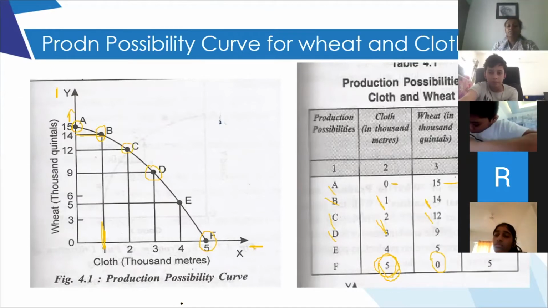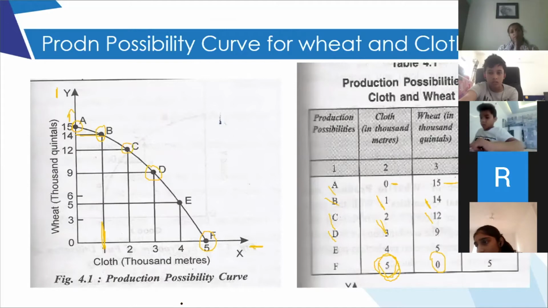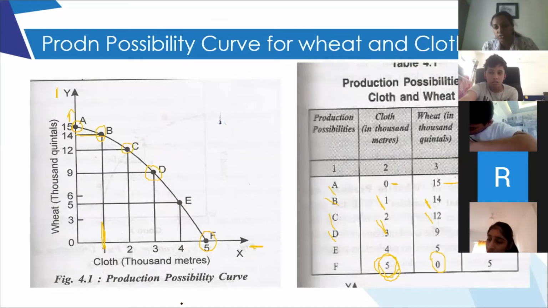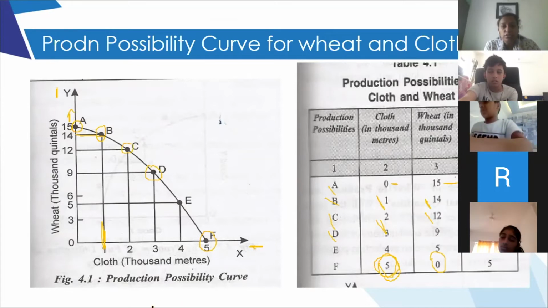Now why is it concave? It is concave because of opportunity cost, which I had told you about. Opportunity cost is, when you increase the production of one good, the amount by which the production of the other reduces becomes the opportunity cost for the good. Opportunity cost means you have lost the opportunity to produce that good. So this concave curve is based on opportunity cost.